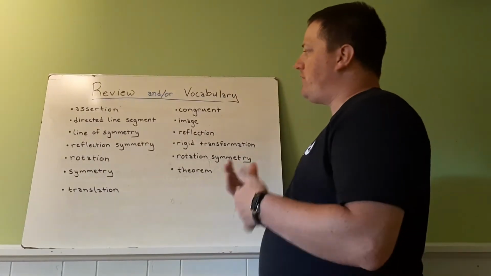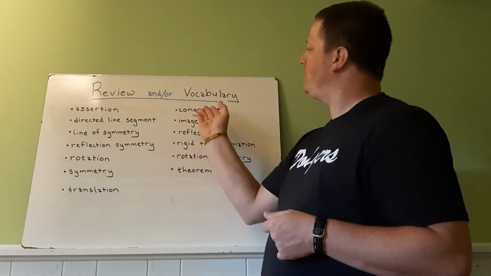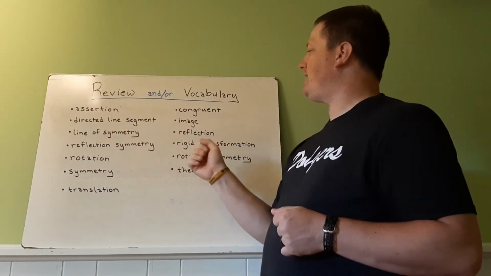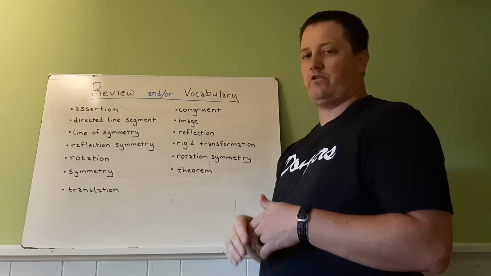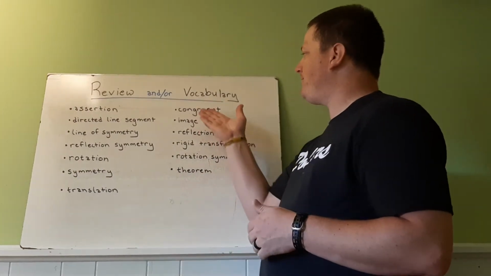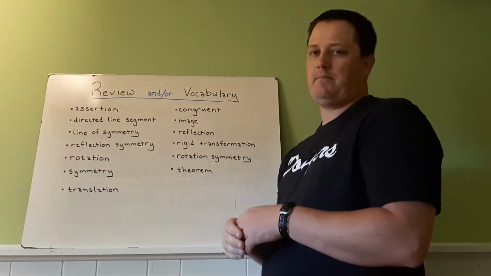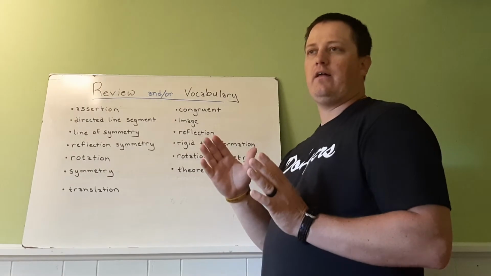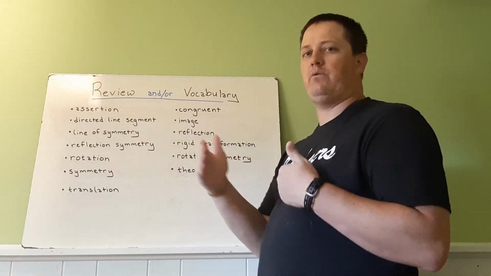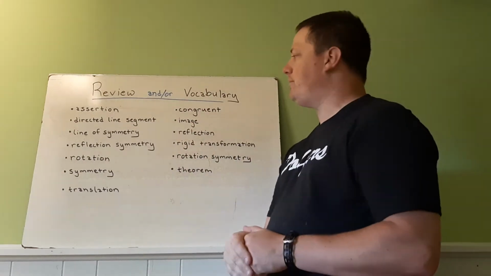All right, so the vocabulary is all the same from the last lesson. So we have assertion, congruent, directed line segment, and image. Remember, an assertion is just a statement that hasn't been proven yet. Congruent are two equal things. Directed line segment is a specific length and direction in which you're going to translate something. Image is our new picture.